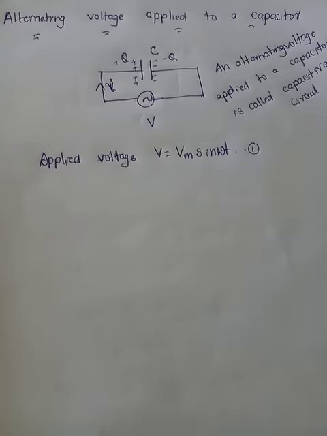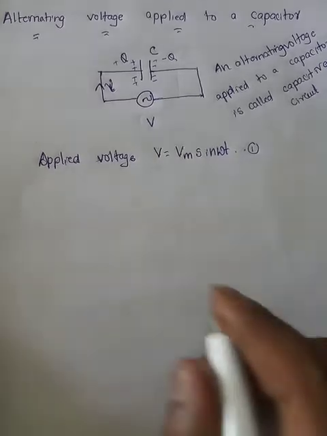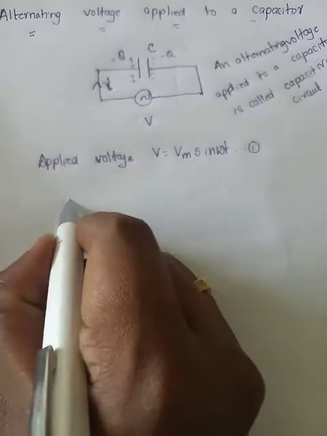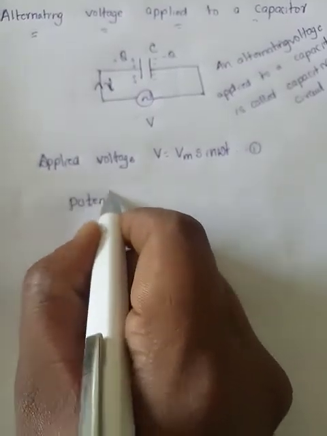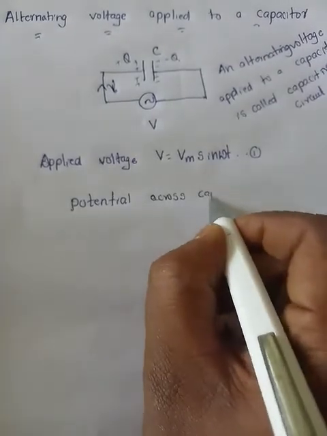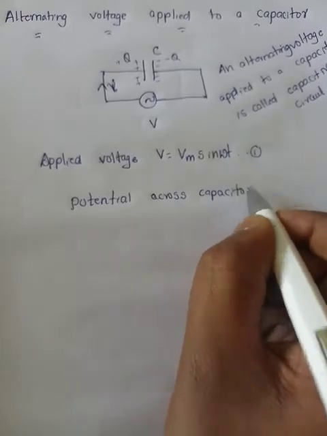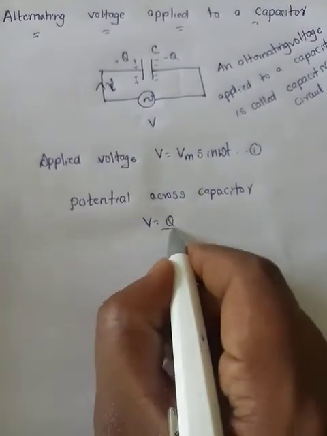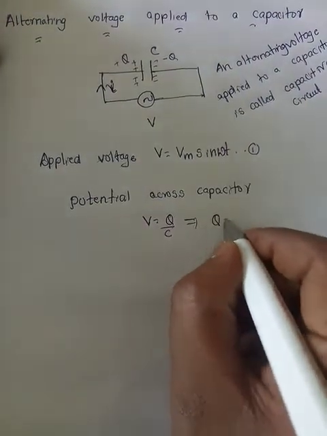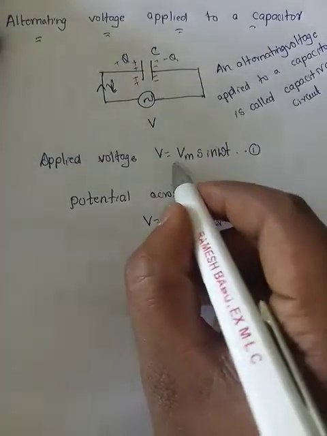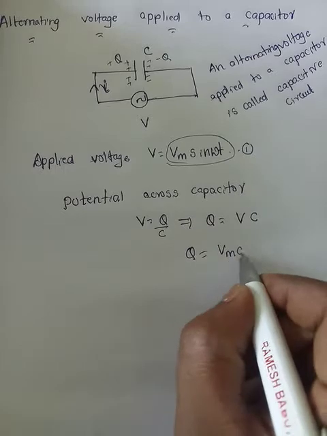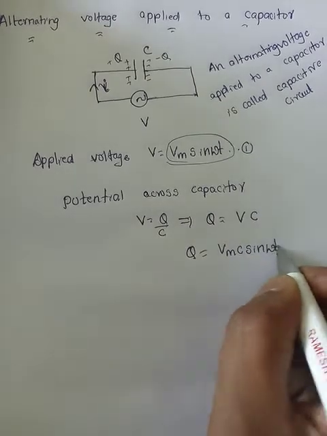Now, we should calculate the current flowing through the capacitor. Here charge is stored, right? What is the potential across the capacitor? V is equal to Q by C. That implies Q is equal to CV. Substituting V, Q is equal to Vm C sin omega t.